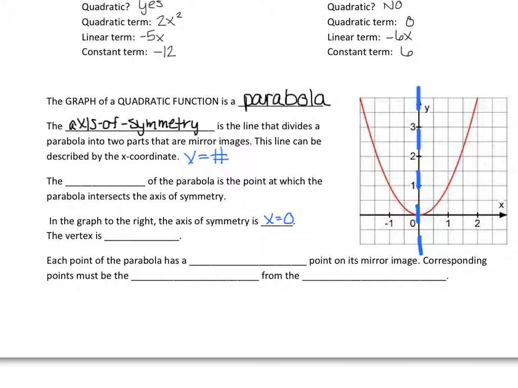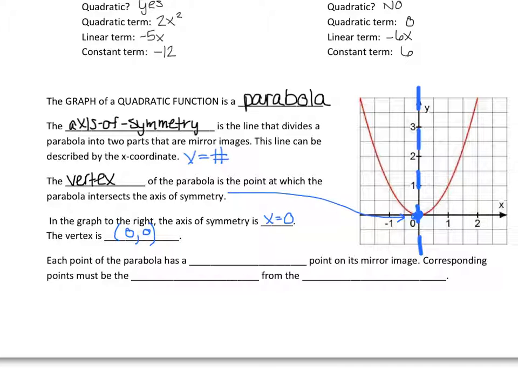All quadratic graphs have an axis of symmetry. They also all have a vertex. Vertex of the parabola is the point at which the parabola intersects the axis of symmetry. So if we follow this down, wherever we hit that axis of symmetry, that is our vertex, that point right there. So what is that for us? 0, 0. It's the origin.